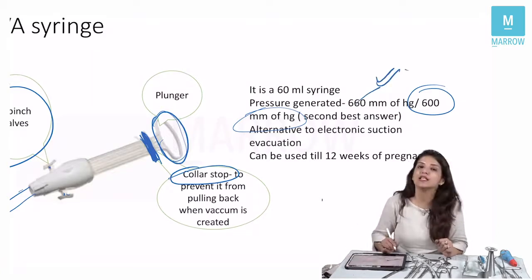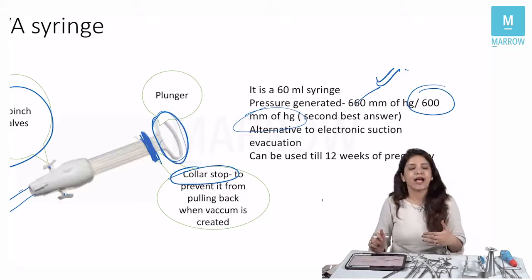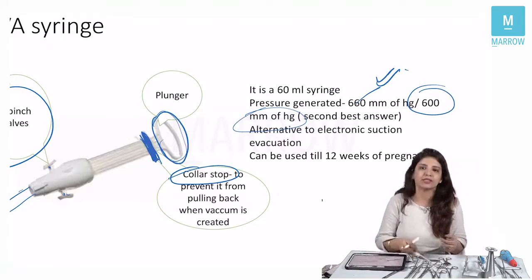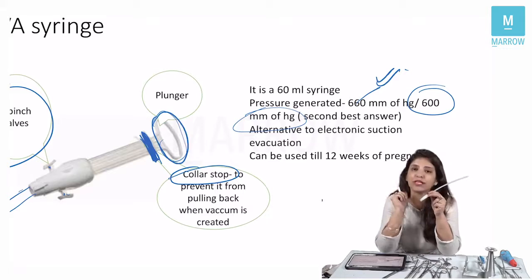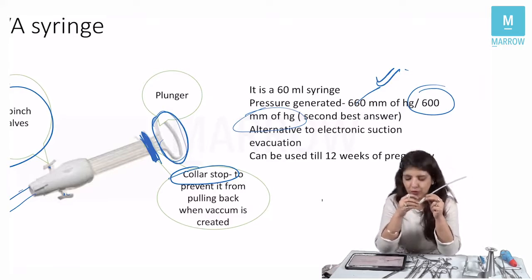Best answer is 660 millimeters of mercury. Then, it is an alternative to electronic suction evacuation. Normally, this Carman's cannula is attached to a suction machine. But in those places where there is no electricity, you can attach it to an MVA syringe. So in rural settings, you can use a Carman cannula along with an MVA syringe to do MTP, right?